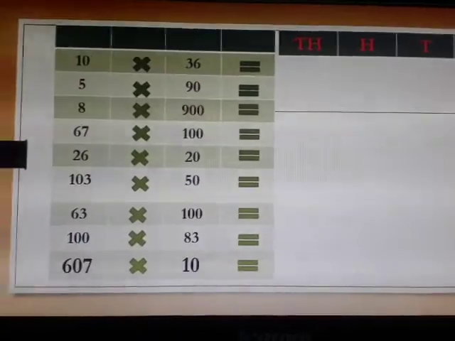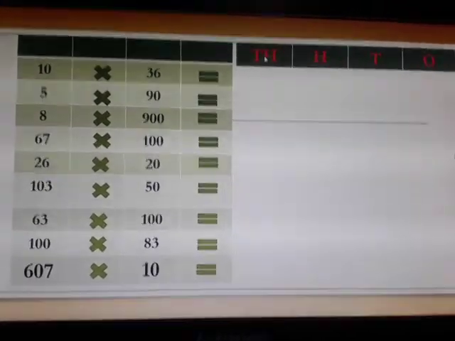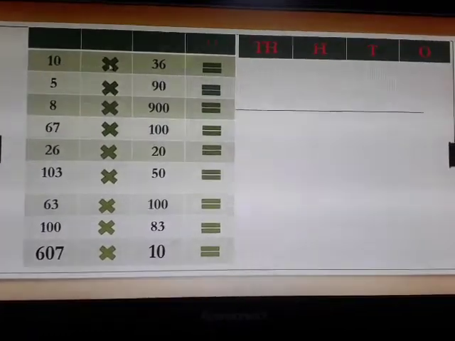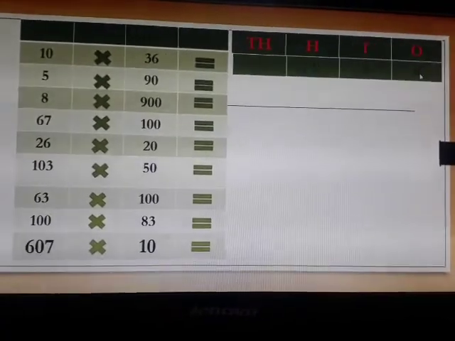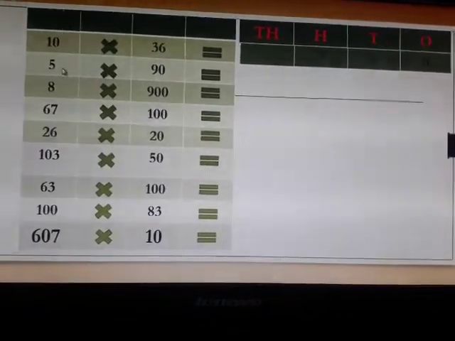On the next slide, here ones, tens, hundred and thousand positions are here. So 10 multiplied by 36 we have to do. So write this 0 at ones place, and 36 ones are 36. Direct answer you can write like this.